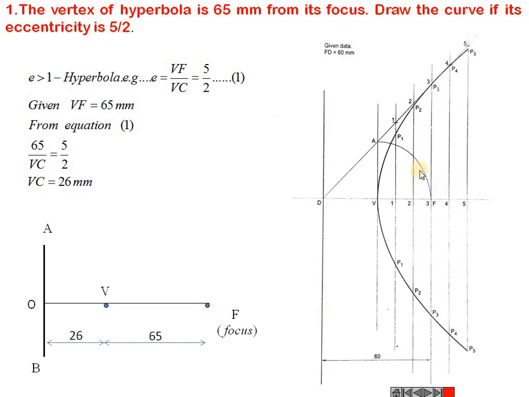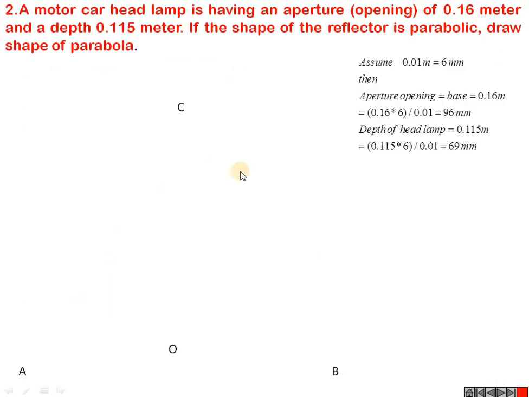So this is the procedure for drawing the hyperbola for this problem. Remember, in this problem we are not given the total distance, the CF distance, directly, but the distance of the focus from the vertex is given, and then we have to find out the remaining VC distance. Okay, so this problem is very important.